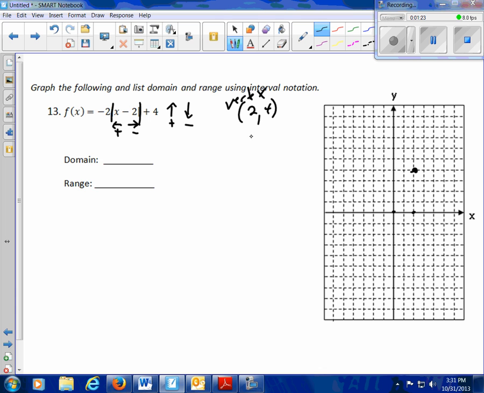So the last and final step, once I figure out where my vertex is at, is now I have to plot my other dots using the slope. And the slope is the number out front, negative 2. So if it's a negative 2, I'm going to go down 2 over 1 on each side of my vertex. And that's what's going to give me the V shape for my graph.